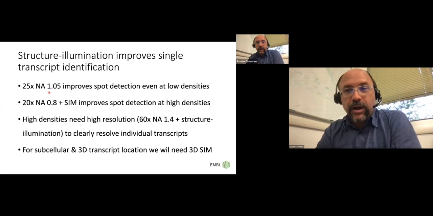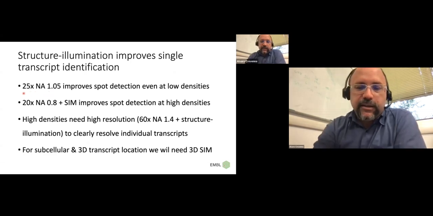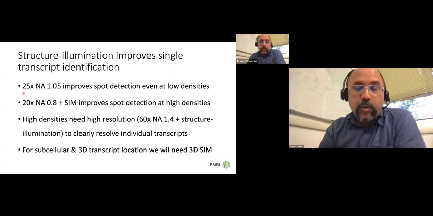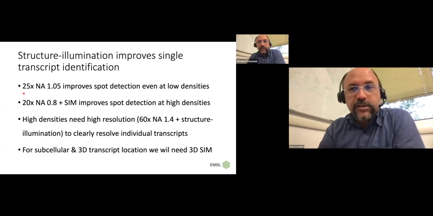All of this is to say that structured illumination improves spot detection, even at low density. It also improves the quality of the spots that you're looking at, something that they didn't show in this case. So you're looking more reliably at the spot identification. Even at 20x, the use of structured illumination improves your spot detection, especially at high densities. If you have really high densities, you will need both the high resolution, the high NA, plus structured illumination to clearly resolve individual transcripts.